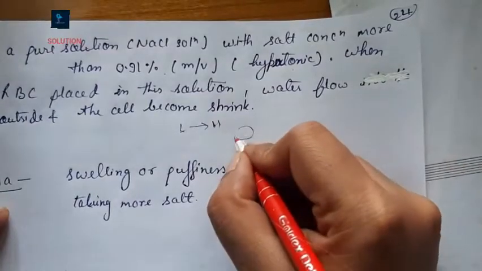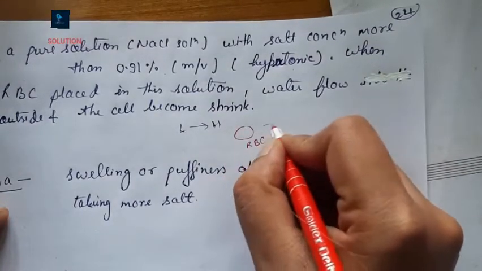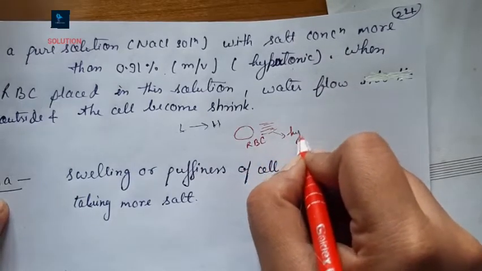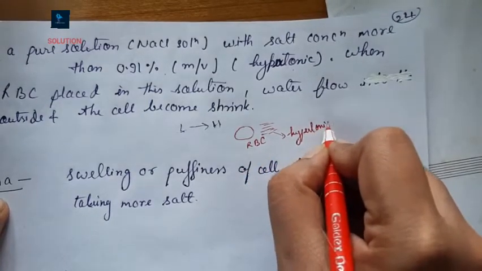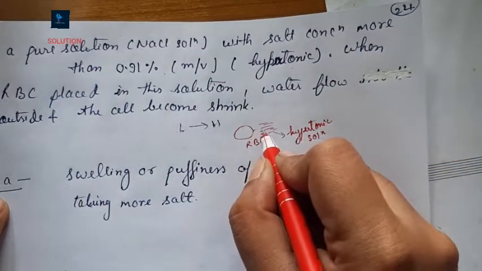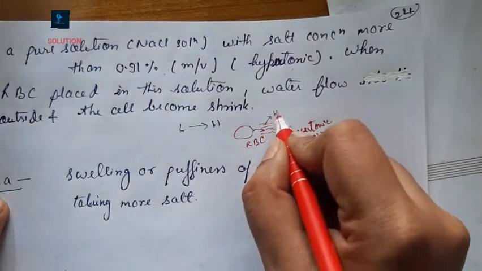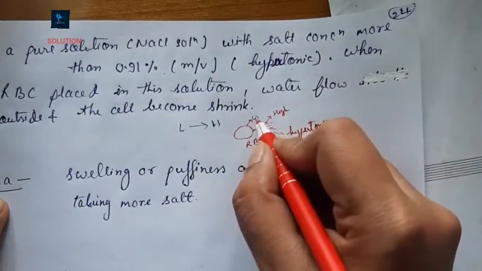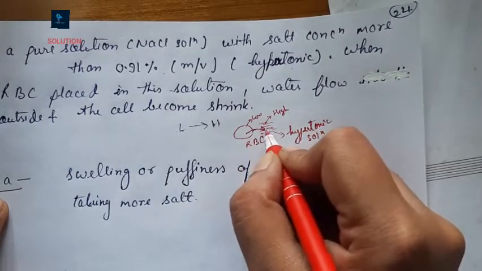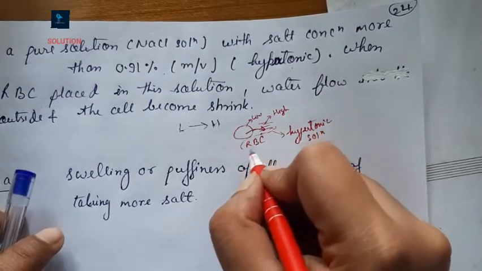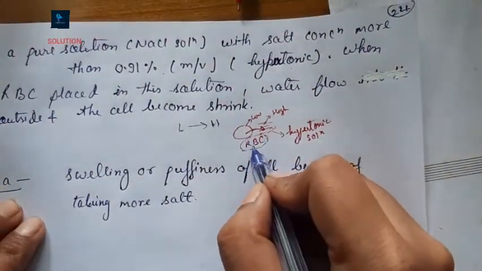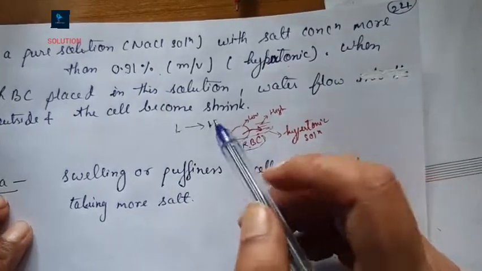For example, this is an RBC and this is a hypertonic solution. When the RBC is put in this solution, this side is the higher concentration and this is the lower concentration. So the water flows from the lower to the higher concentration and the RBC shrinks, the blood corpuscles shrink.